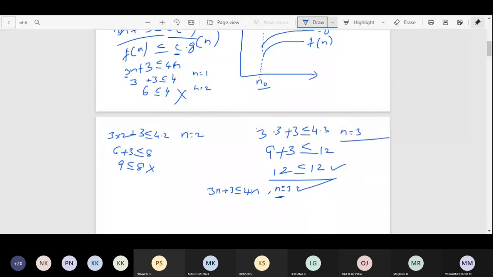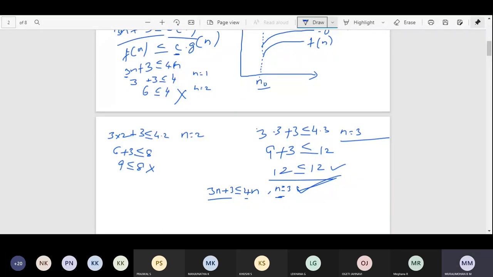Clear? Okay. Only if n is greater than or equal to 3, this is satisfying. This is the worst case now. Clear? That is f of n is less than or equal to C into g of n. g of n is n and C is the constant 4 now. Clear? Any confusion here?